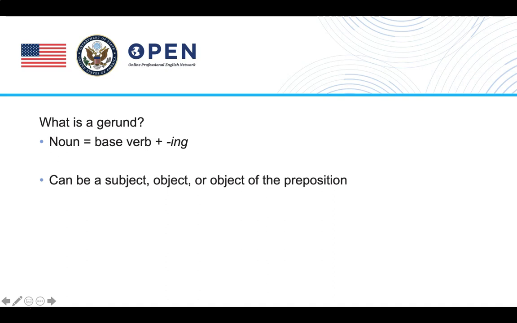Since gerunds are nouns, they can appear in sentences as subjects, objects, object of the preposition, and so on. Let's take a look at a few examples.